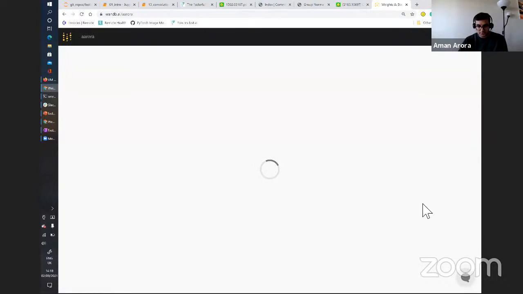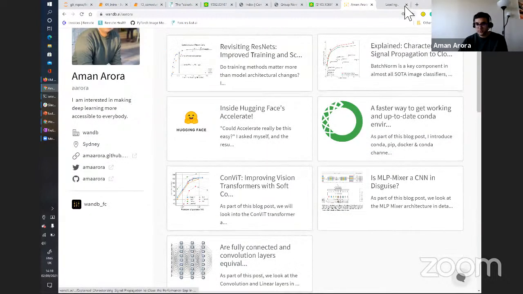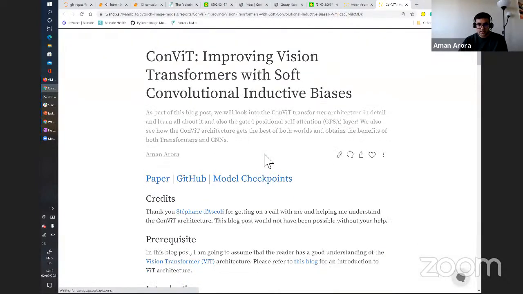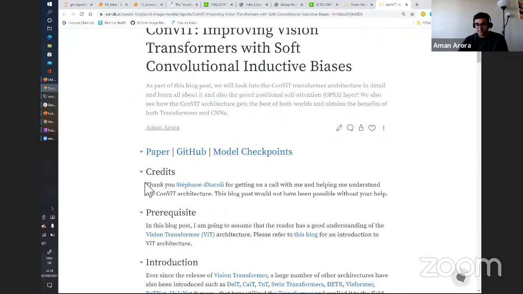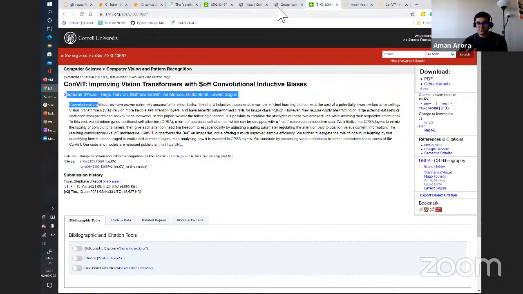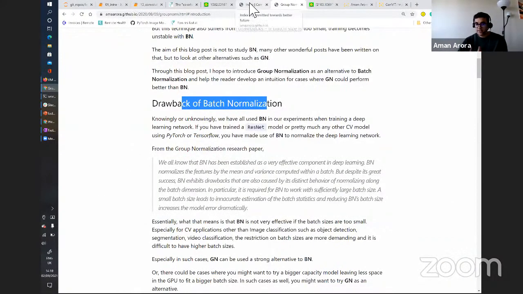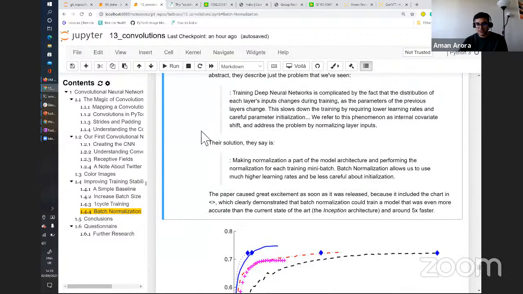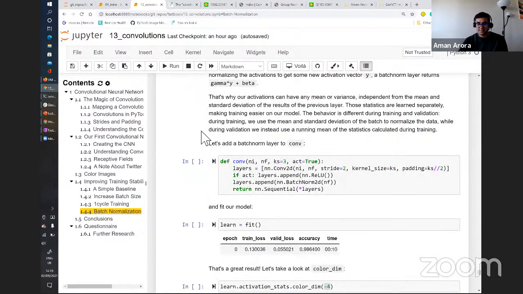So you can see, if I go to this ConViT blog post, which I wrote based on that, the blog post starts with a credit to Stéphane d'Ascoli for getting on a call with me and helping me understand the ConViT architecture. So if in your future deep learning journeys you do get stuck at a point where you really can't find the solution anywhere, try emailing the researchers, try looking on Twitter, or all of these different things.